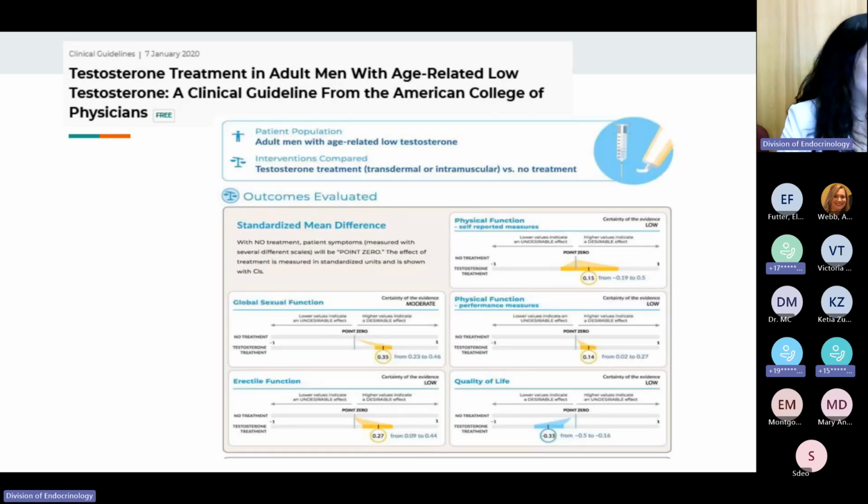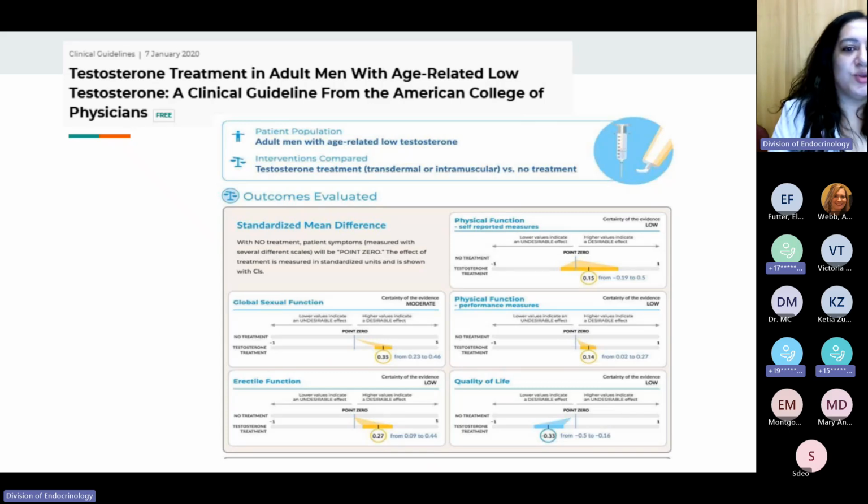So they wanted to see if testosterone treatment, whether intradermal or intramuscular or transdermal, benefited certain parameters in men with age-related low testosterone. So this does not include pathologies of primary testicular failure, hypogonadism due to surgeries, etc. This is just natural age-related low testosterone. Basically, they looked at global sexual function, erectile function, self-reported physical function, physical function as far as performance, and then quality of life.